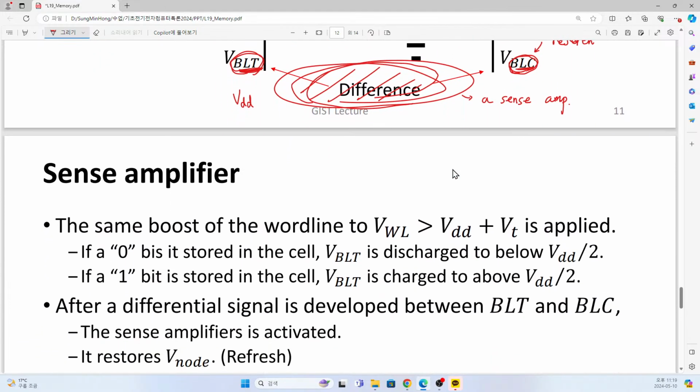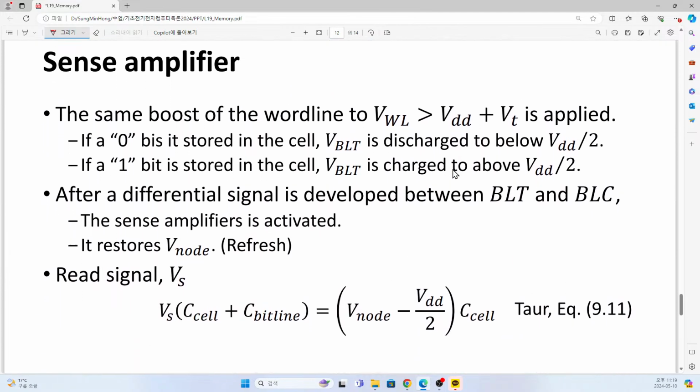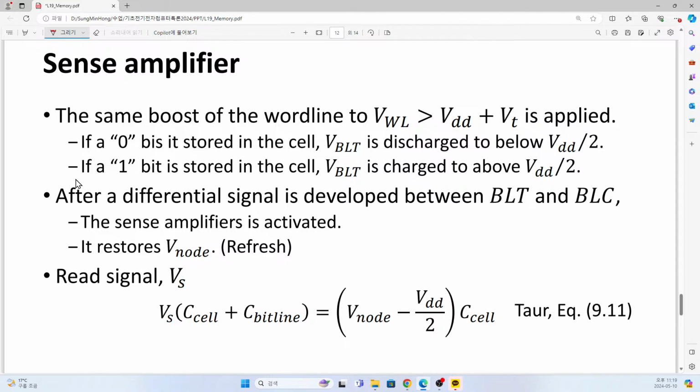That is done by our sense amplifier. Okay, this first paragraph corresponds to the read operation. We just apply a sufficiently high boosted word line voltage. Then when one bit was stored in the cell, our bit line voltage will be above half VDD. So we have already explained that one.